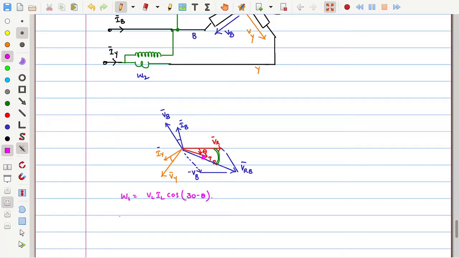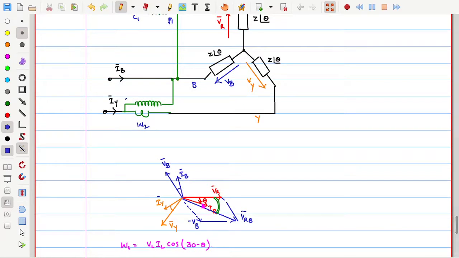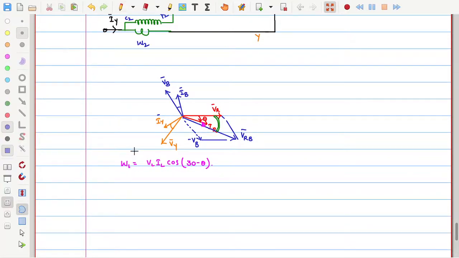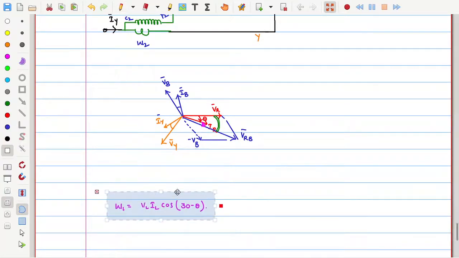What about W2? It is very important. Carefully we should take up the W2. W2 voltage is C2 to P2. C2 is connected to Y, P2 is connected to B. So Y to B, VY minus VB. That we need to take. So VY is here, and draw the parallelogram for this. Minus VB. Then draw a line. That is VYB.